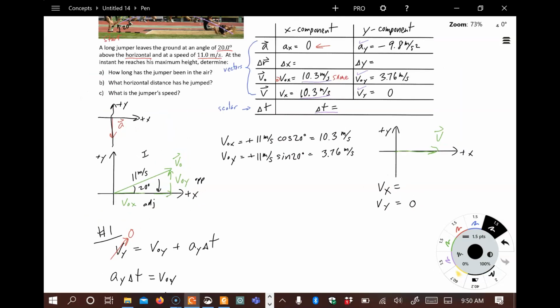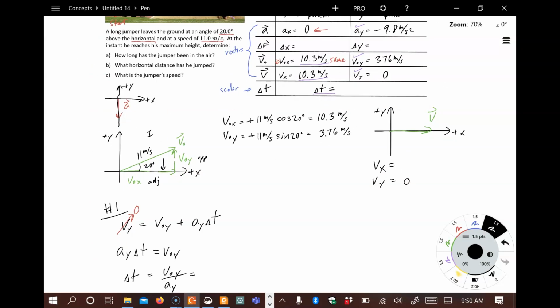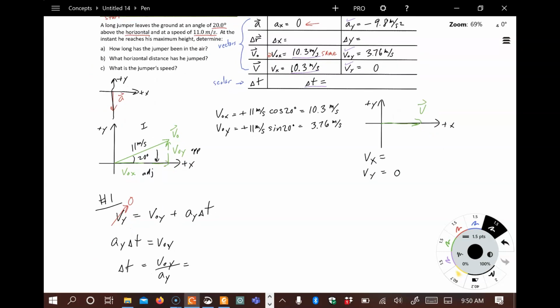So for the v initial y, we have it equal to 3.76 meters per second, and that is going to be divided by a negative 9.8 meters per second squared. And I'm going to get a negative time. I must have done something wrong here, right? Let's see what we could have done here. Oh, yep, bad algebra, right?